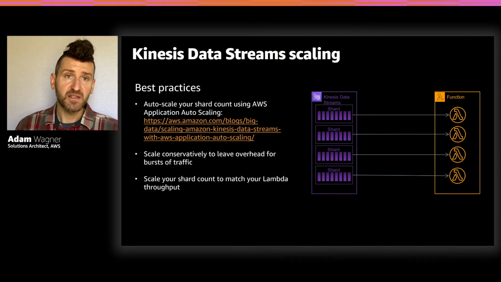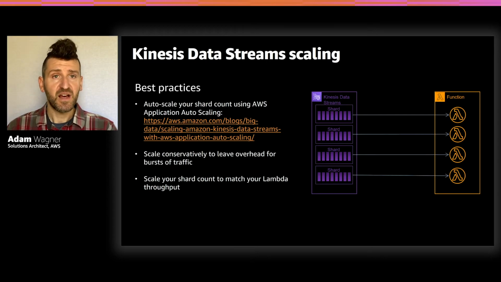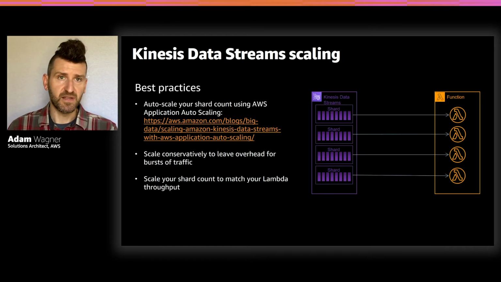So some best practices around how to scale Kinesis in general. You can auto-scale your shard count using application auto-scaling. There's a blog there that details that. If you are using auto-scaling, and even if you're not, definitely be a little bit conservative. Leave some headroom so that if there are bursts of messages that come in, you're not throttling clients. The shard count generally doesn't drive a lot of the cost of Kinesis, so having 10% extra shards, 20% extra shards isn't going to break the bank. And then think about how your Lambda is going to scale in terms of those max messages coming through.